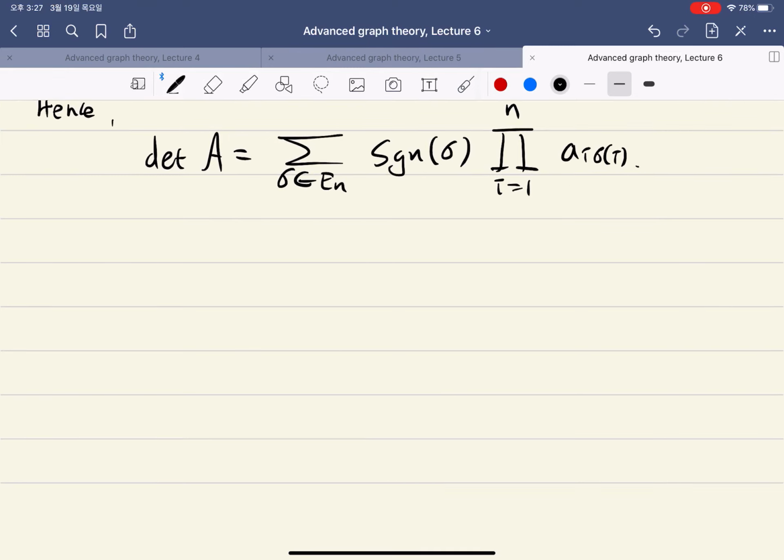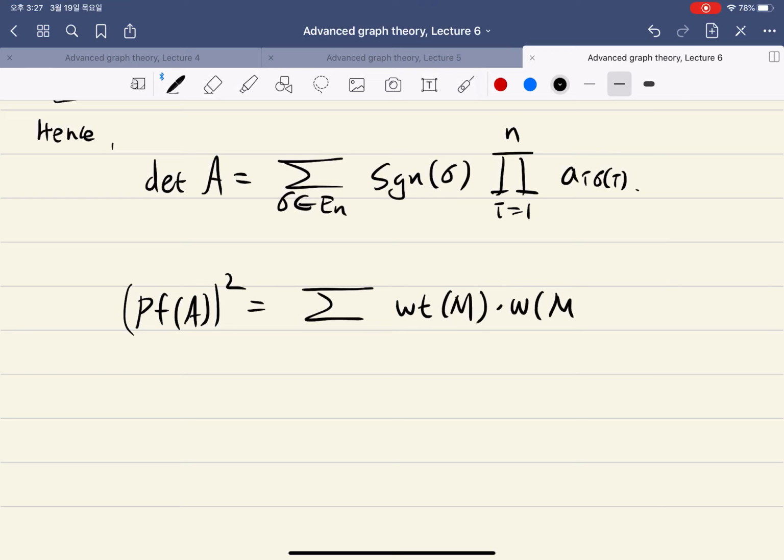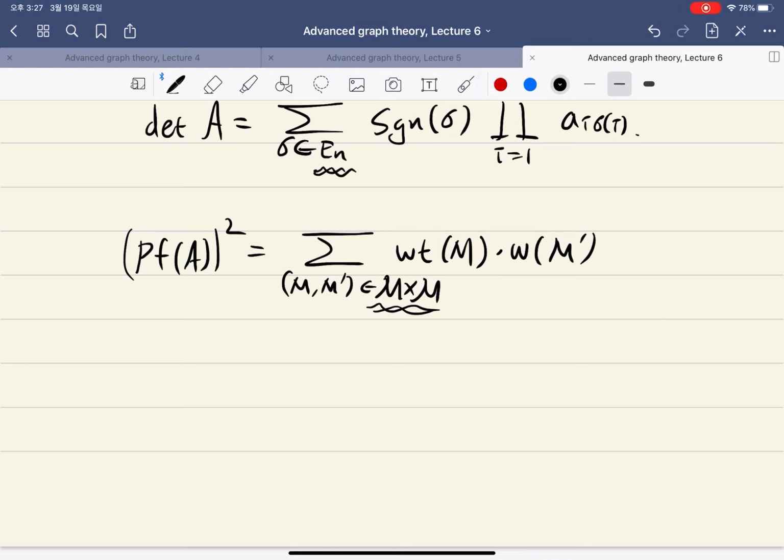And on the other hand, what's the Pfaffian squared? The Pfaffian squared is the summation of the weight of m times the weight of m prime, where m comma m prime runs over all curly M times curly M. And then we know there is a bijection between this En and M times M. So now let's use that bijection to actually show that these two are the same.